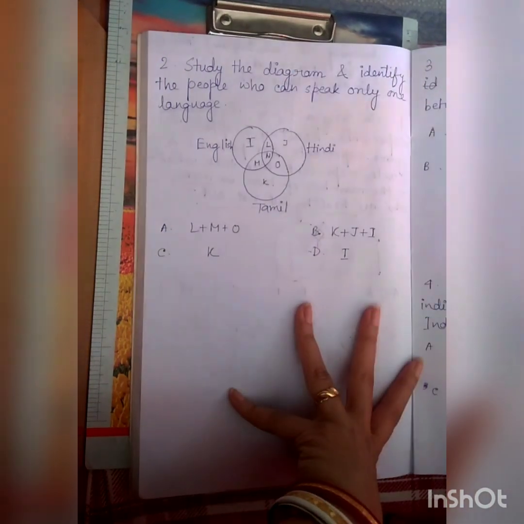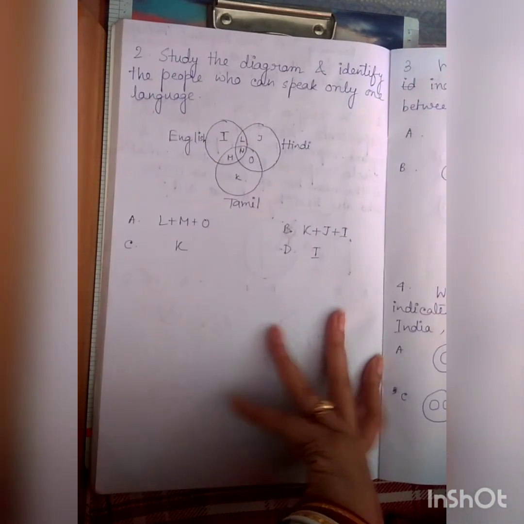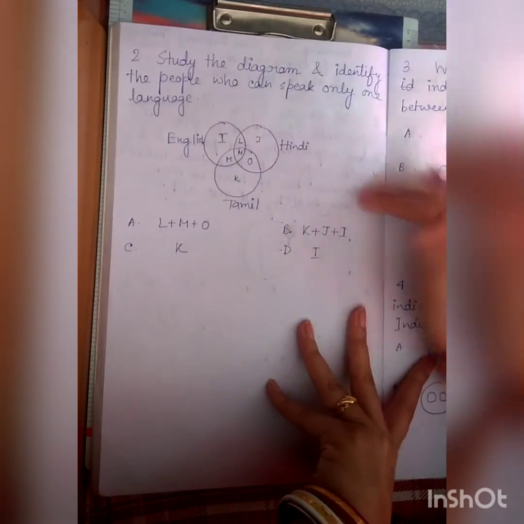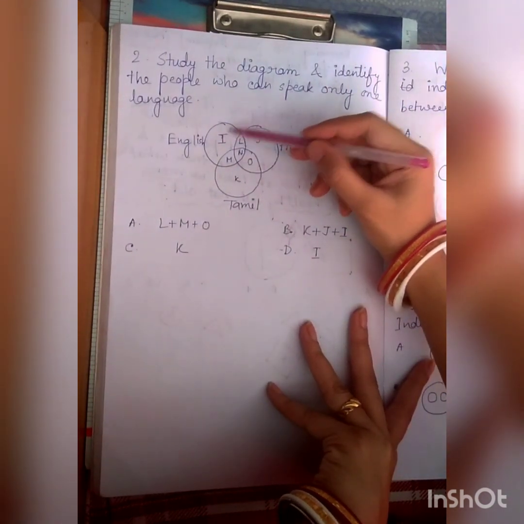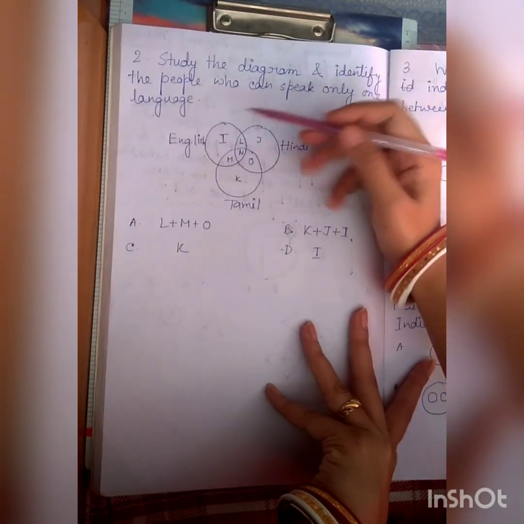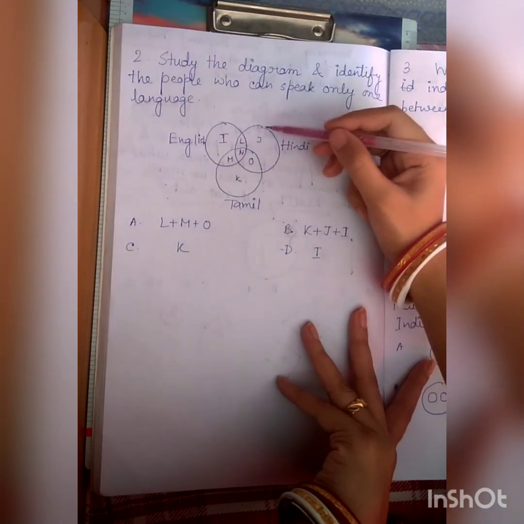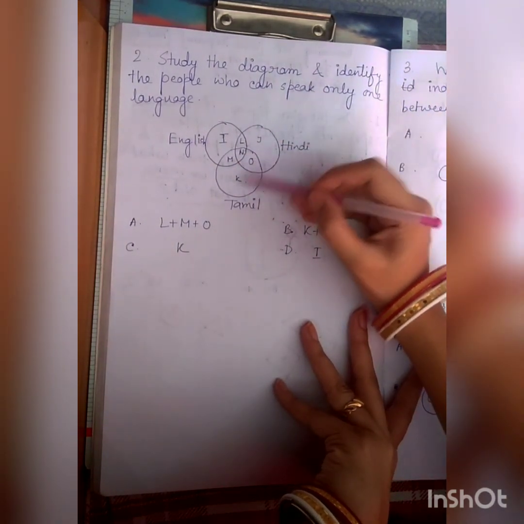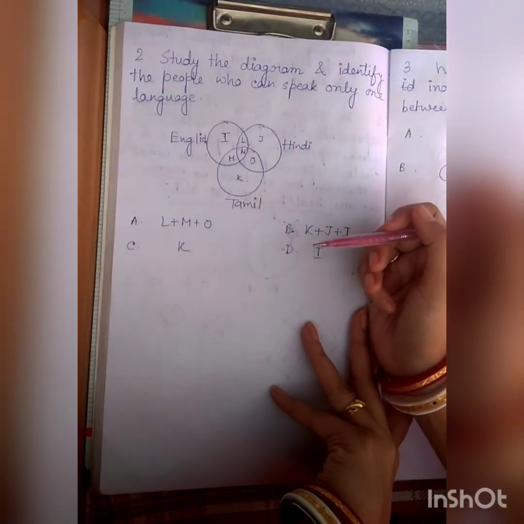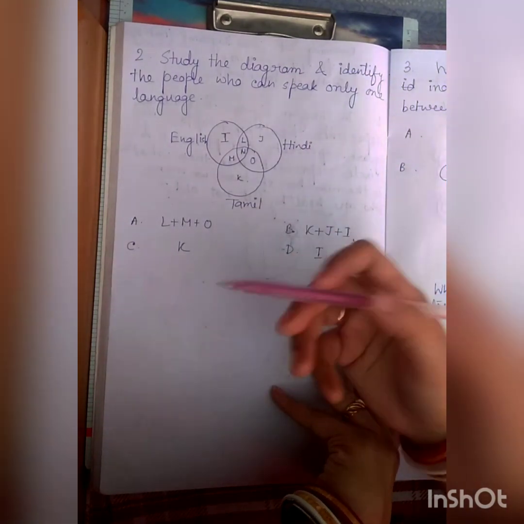Here in this question it is written, study the diagram and identify the people who can speak only one language. Only one language. See, these are the 3 languages. I, M, N, L: these are completely the English language. L, J, N, O: this is representing completely the Hindi language. M, N, O, K: this is the circle which is representing the Tamil language. Now we have to find the persons who are speaking only one language.